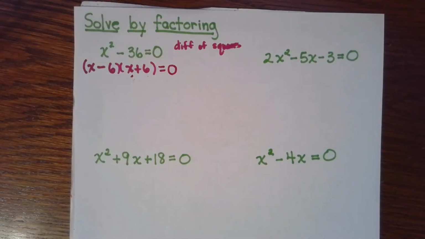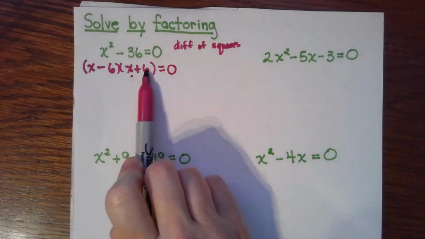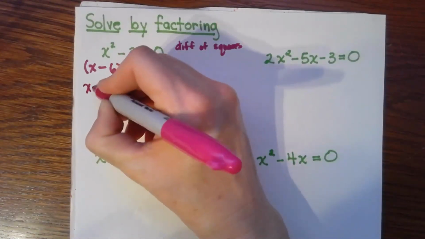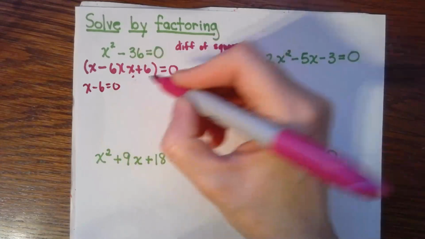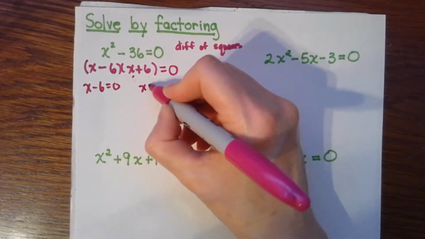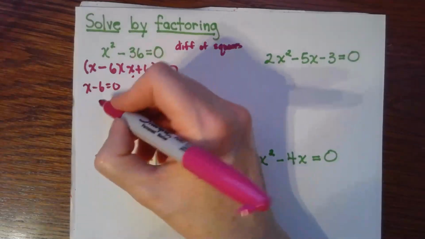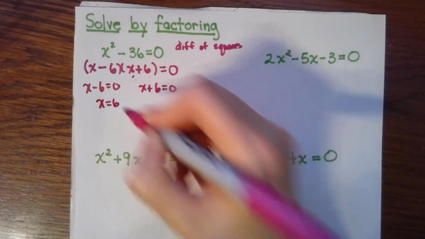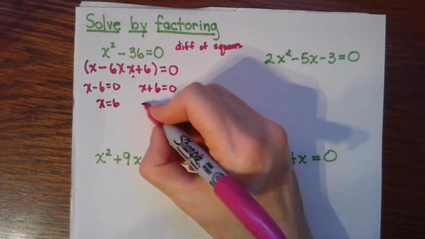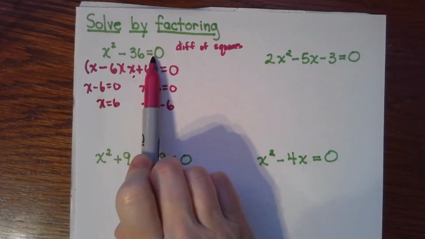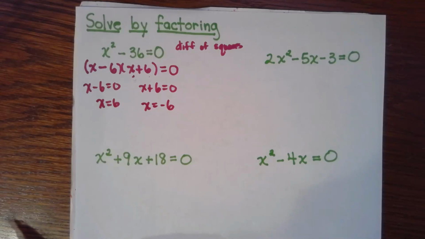So now we can use the zero product property. So I have a product. Okay, the product is 0, which means the first one, x minus 6, must have been 0, or the second factor, x plus 6, must have been 0. Okay, so solving this equation, we get x is 6, and solving this equation, we get x is negative 6. So this equation has two solutions, positive 6 or negative 6, and we can verify that that works.